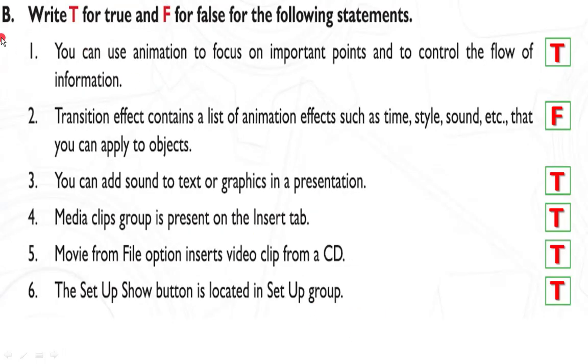Second question, write T for true and F for false for the following statements. First, you can use animation to focus on important points and to control the flow of information. Answer is true. Second, transition effect contains a list of animation effects such as time, style, sound, etc. that you can apply to objects. Answer is false.